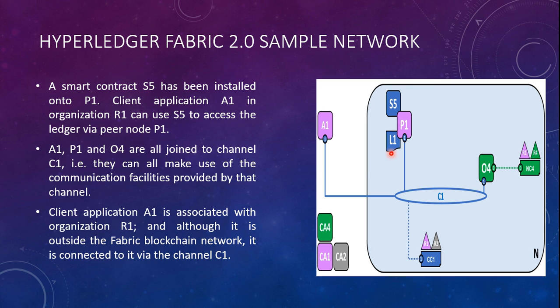So we have seen that there is a network peer P1 which is added to the network on the channel C1, which is hosting a copy of the ledger L1 and a smart contract S5 from the organization R1, which is having an application A1. Now let's proceed further.